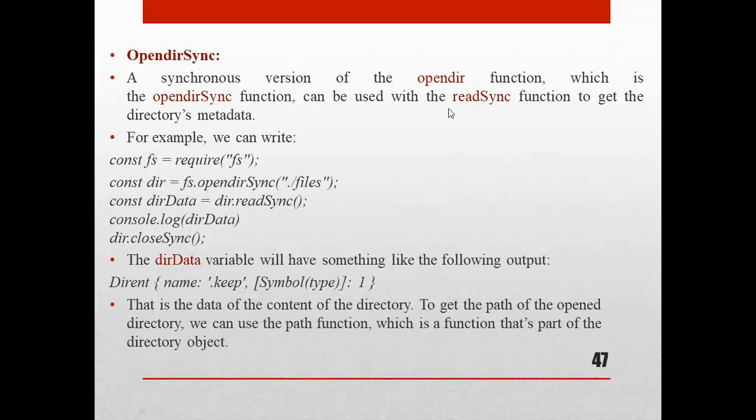It can be used with the readSync function to get the directory's metadata. We know what metadata is. So to get that directory's metadata, we can use the readSync function. Here you can see the example for the opendirSync function. There is one constant for fs for opening this, which is required. That means we import fs, then take one constant, directory, that is the directory handle, which equals fs.opendirSync. Here you can see the syntax.